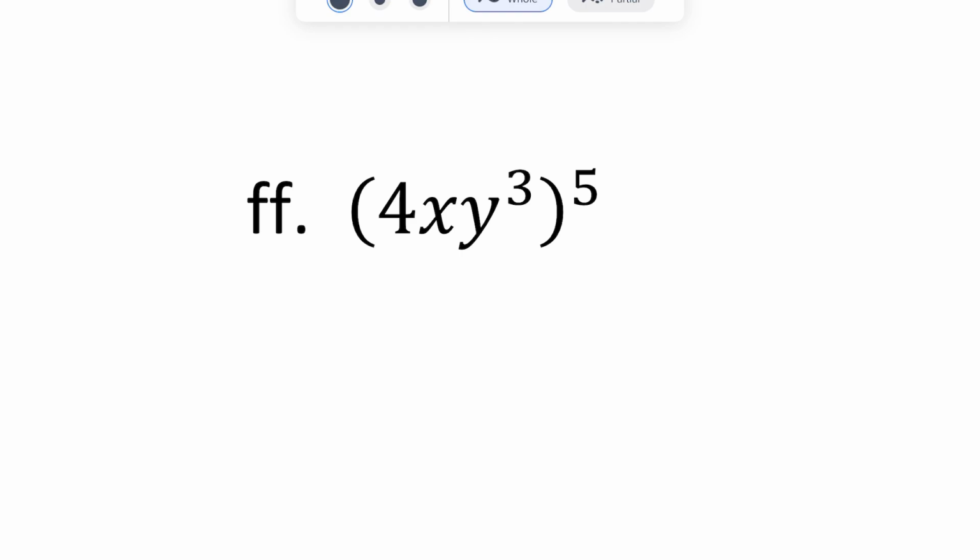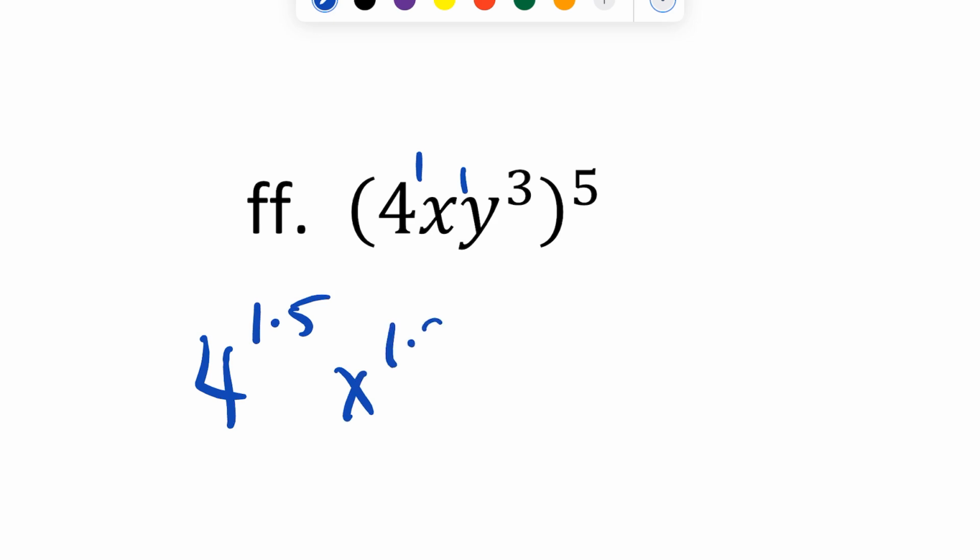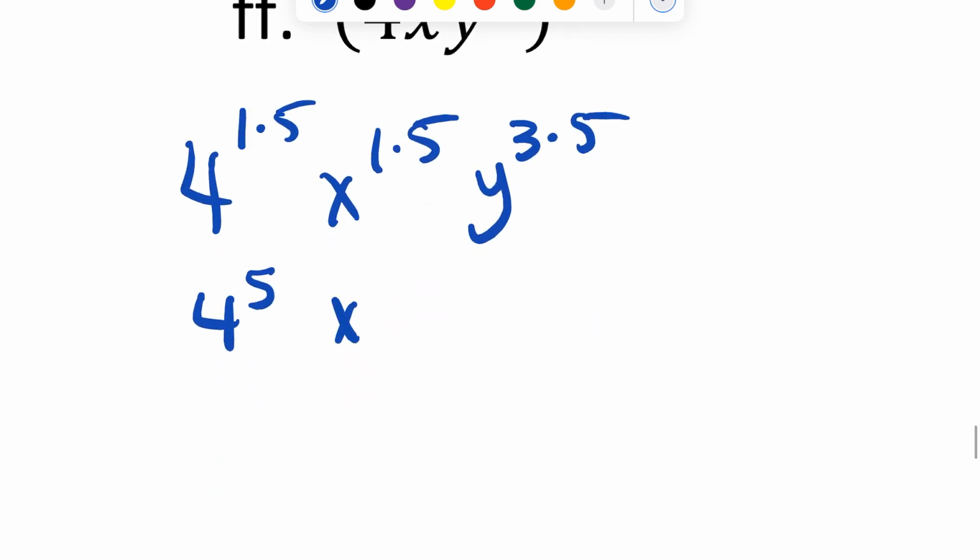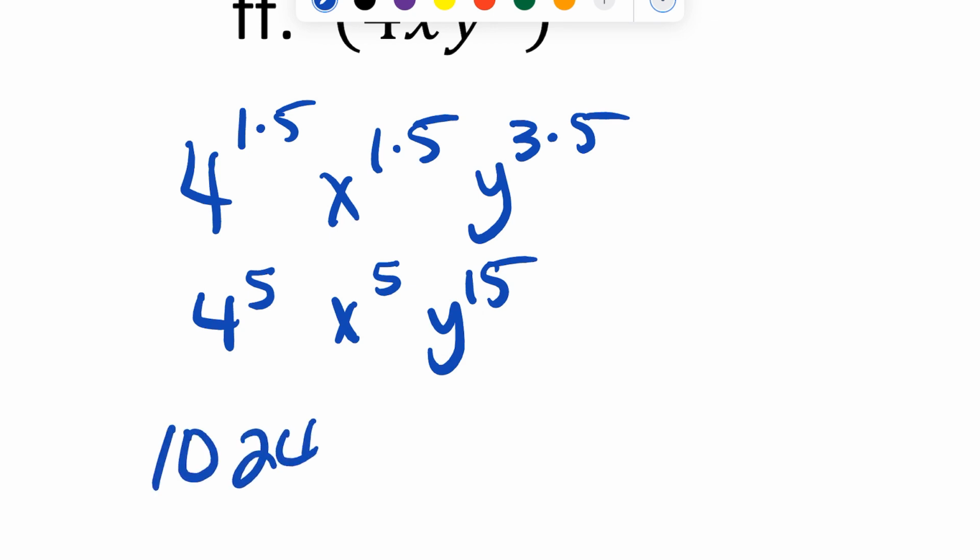Okay, this is power to a power. So that means, remember, that there are exponents of 1 there. So I multiply my exponents because it's a power to a power. So that'll get me 4 to the 5th, x to the 5th, y to the 15th. So that's going to get me 2024, x to the 5th, y to the 15th.